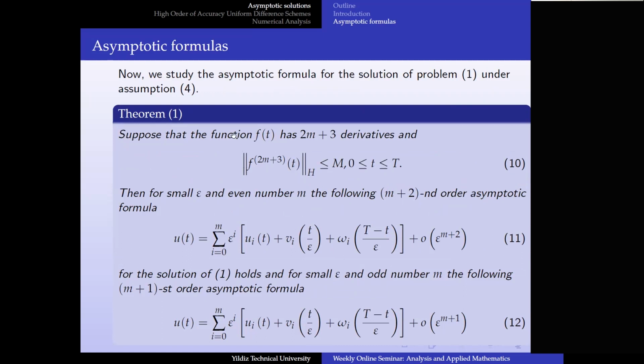Now our main theorem on the asymptotic formula for the solution of problem 1 is Theorem 1. Suppose that the function f of t has 2n plus third order derivatives and inequality 10 holds. Then for small epsilon and even number m, the following m plus second order asymptotic formula 11 holds for the solution of problem 1. And for small epsilon and odd number m, the following m plus first order asymptotic formula 12 holds.